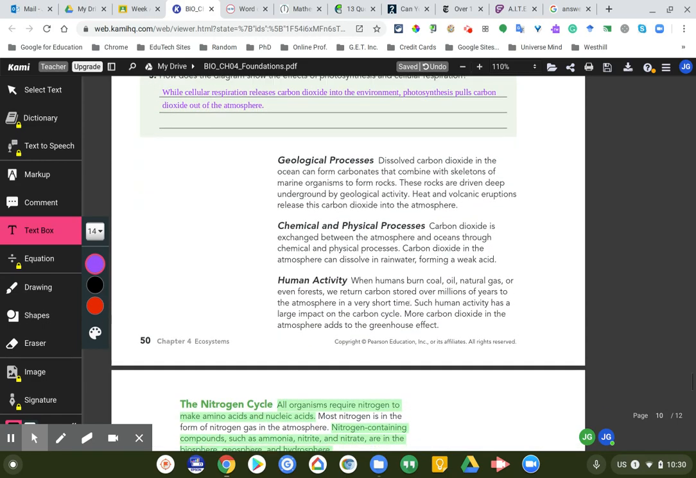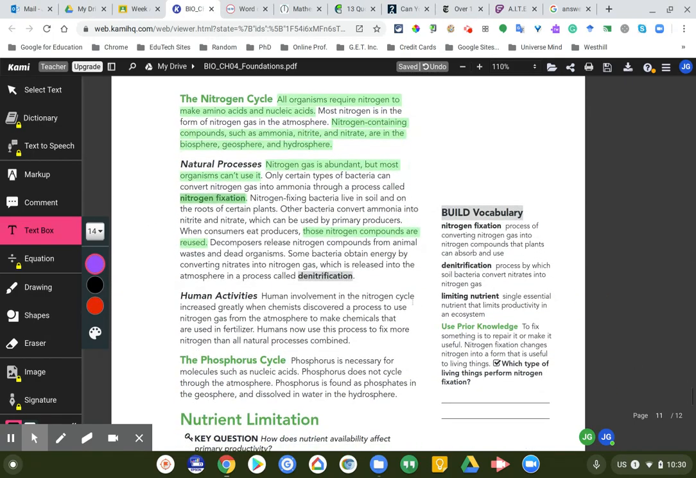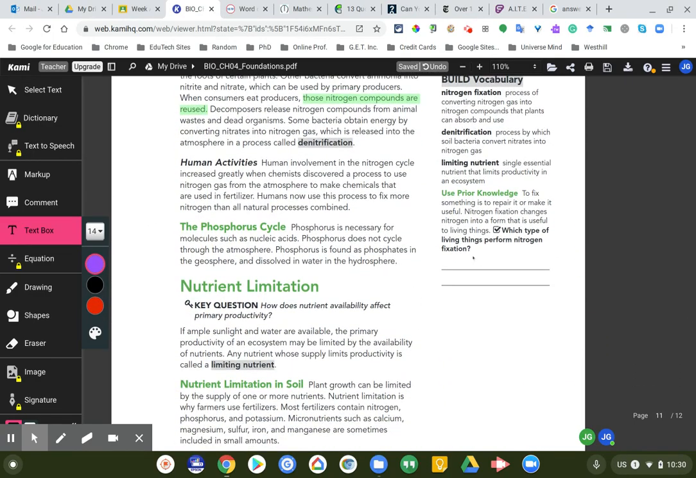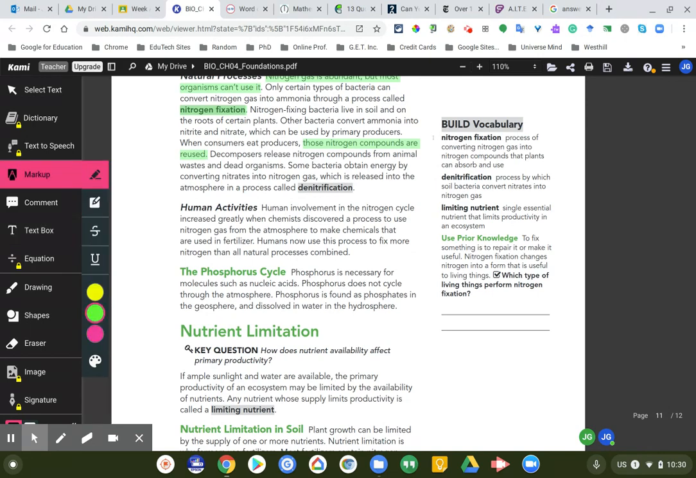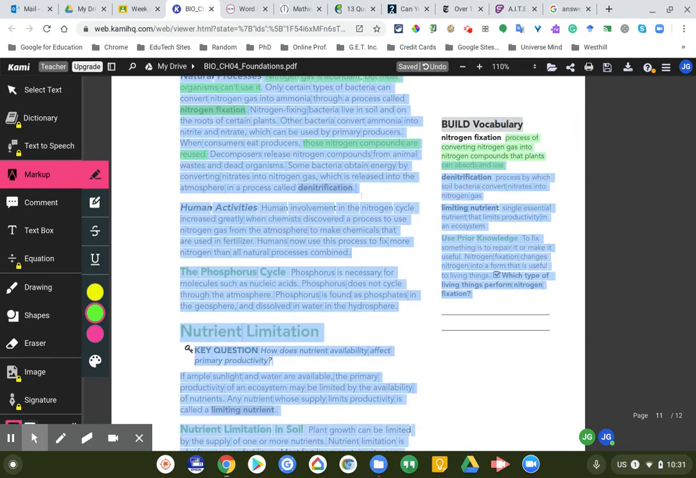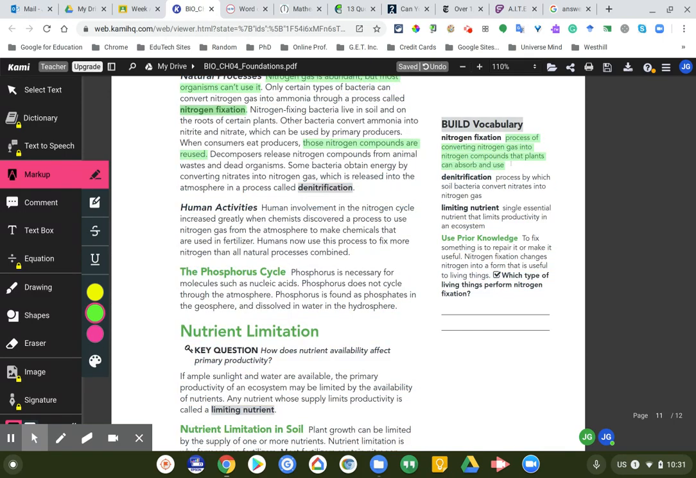So we have some other stuff going on. We go into the nitrogen cycle. I found this is an interesting question right here. Which type of living things perform nitrogen fixation? And it literally has it right above here. Nitrogen fixation, process of converting nitrogen gas into nitrogen compounds that plants can absorb and use. It literally says plants. I want to highlight it again. No. Oh my God, it's going to highlight the whole thing. No. Okay. So plants.